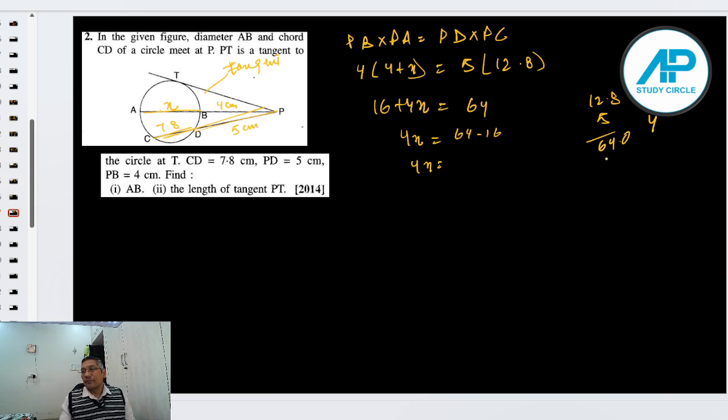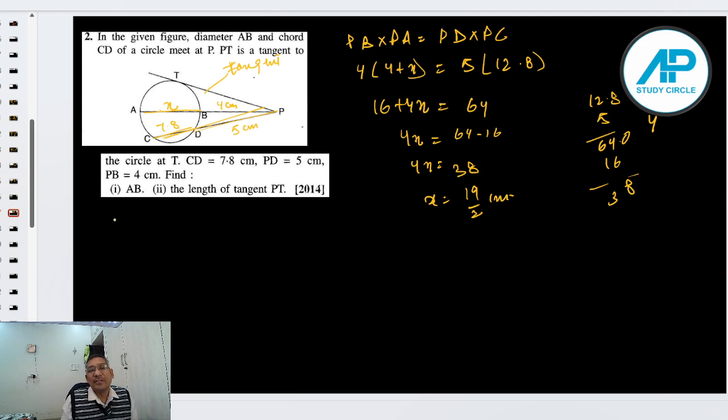It is 64 minus 16, 38, x equals 19/2 centimeter. Simple, absolutely simple and easy questions for 2 mark or for 3 mark in the board exam.